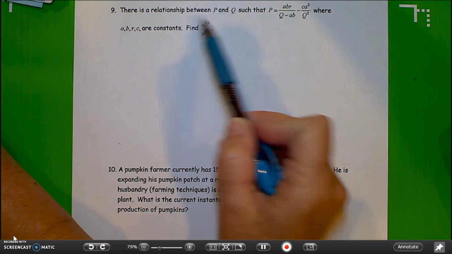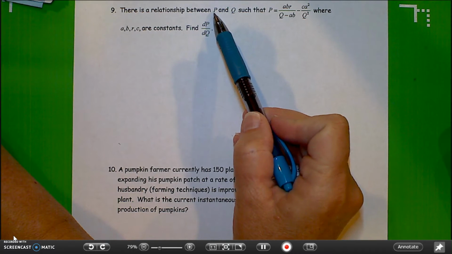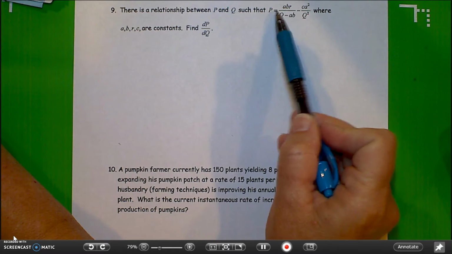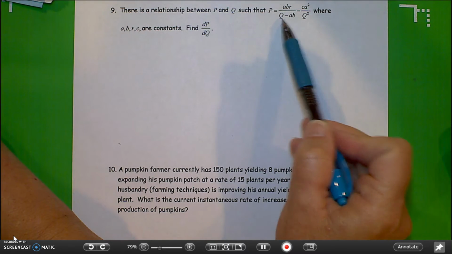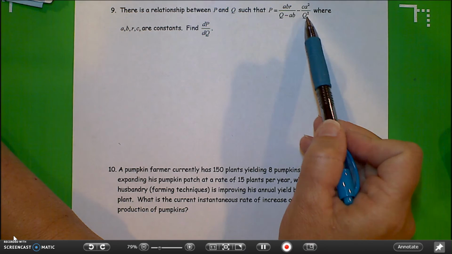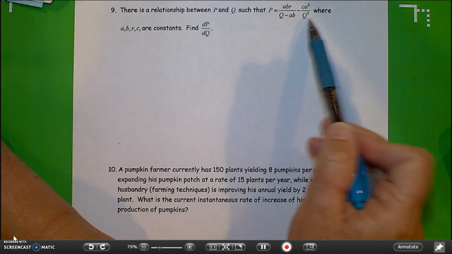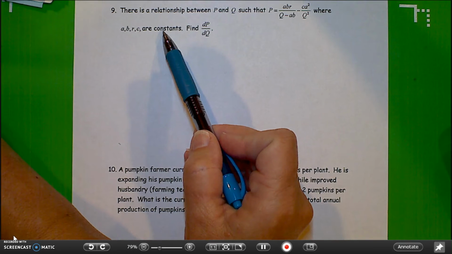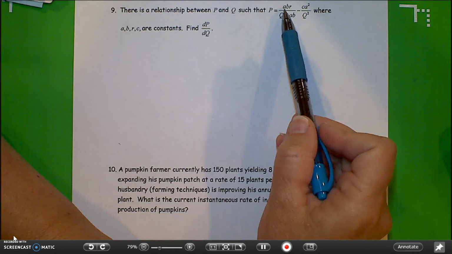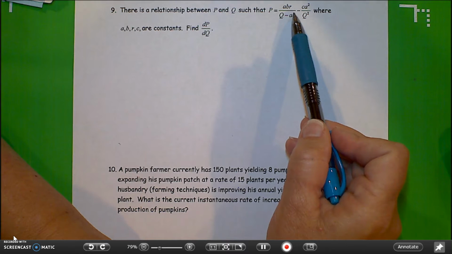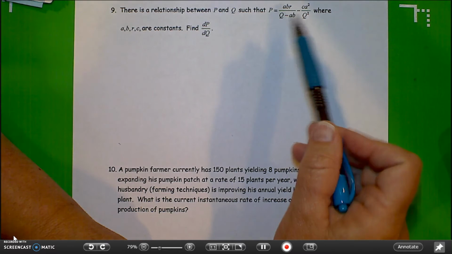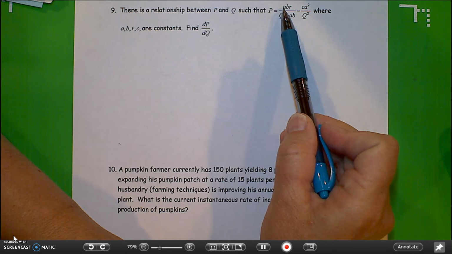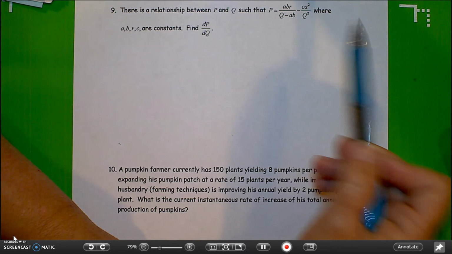We have this equation. There's a relationship between the variables p and q such that this equation is true. So p equals ABR over q minus AB, minus the quantity Ca squared over q squared, where A, B, R, and C are all constants. So that means that they're numeric values. The placeholders for them are the letters, but you need to think of those as constants. A times B times R is some constant. We just don't know what it is.